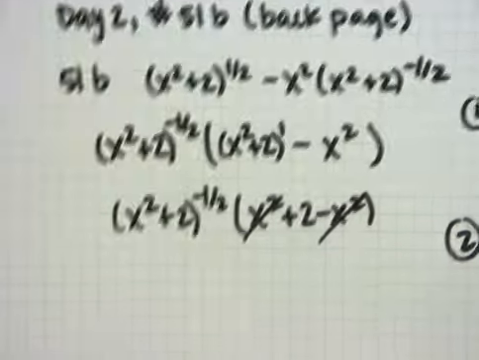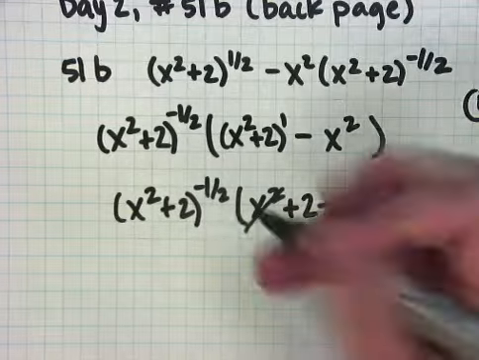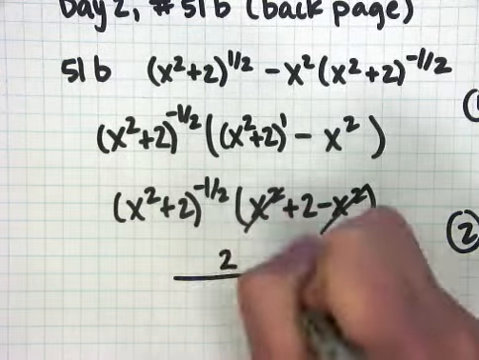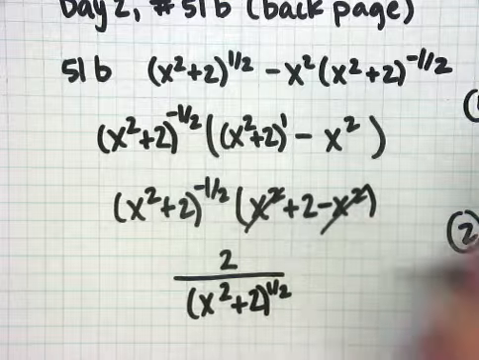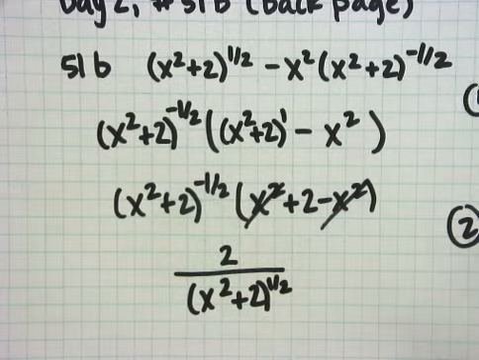Okay. The negative half power flips it to the bottom, and so I have a 2 on top and an x squared plus 2 to the half power on bottom. Now, was that the answer on the answer key? Can you guys double check, or did I rationalize this?